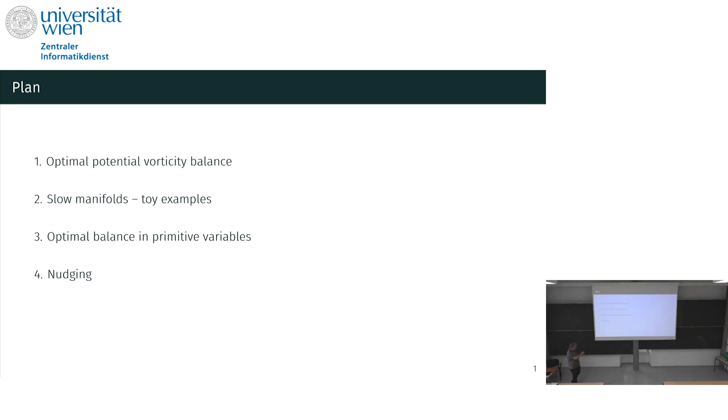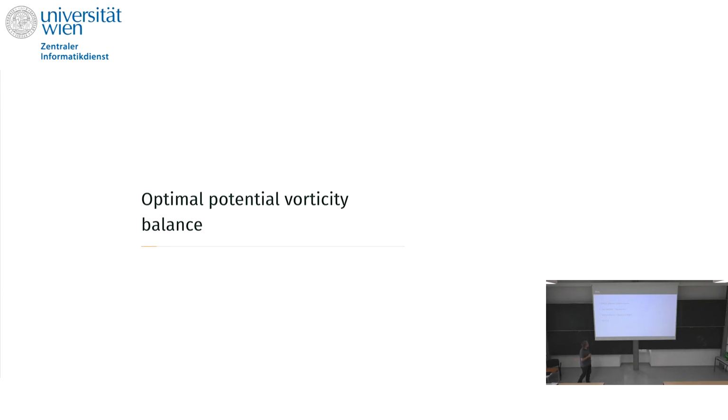So I'm going to introduce, first of all, optimal potential vorticity balance, more or less along the lines of previous work by David and Viodes. Then I'm going to give a little bit of theoretical background about slow manifolds. I'm going to talk about optimal balance in primitive variables, so basically the traditional velocity, height, density variables. And then the key point in my talk is about the use of nudging to numerically find a solution to the optimal balance problem.